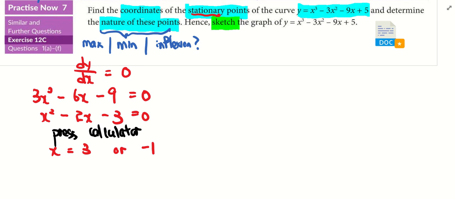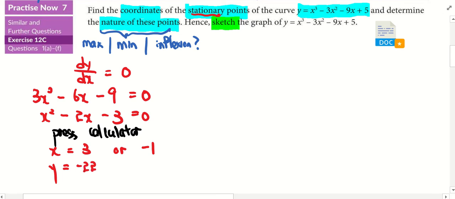Are these two answers sufficient? They want the coordinates. They don't want just the x coordinate. Can you find the corresponding value of y? Same thing. Press the calculator. Don't show me working. 3 cubed minus 3 bracket 3 squared minus 9 bracket 3 plus 5. Press the calculator. Yes. Negative 22.